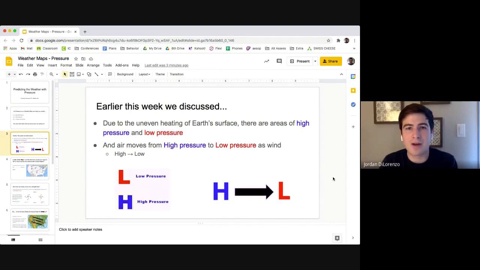So high pressure areas, air is always going to move away from high pressure areas and toward low pressure areas. So a really easy way to remember this is high to low, right? So you draw an H and then you draw an arrow toward low because air moves away from high pressure and it moves toward low pressure.